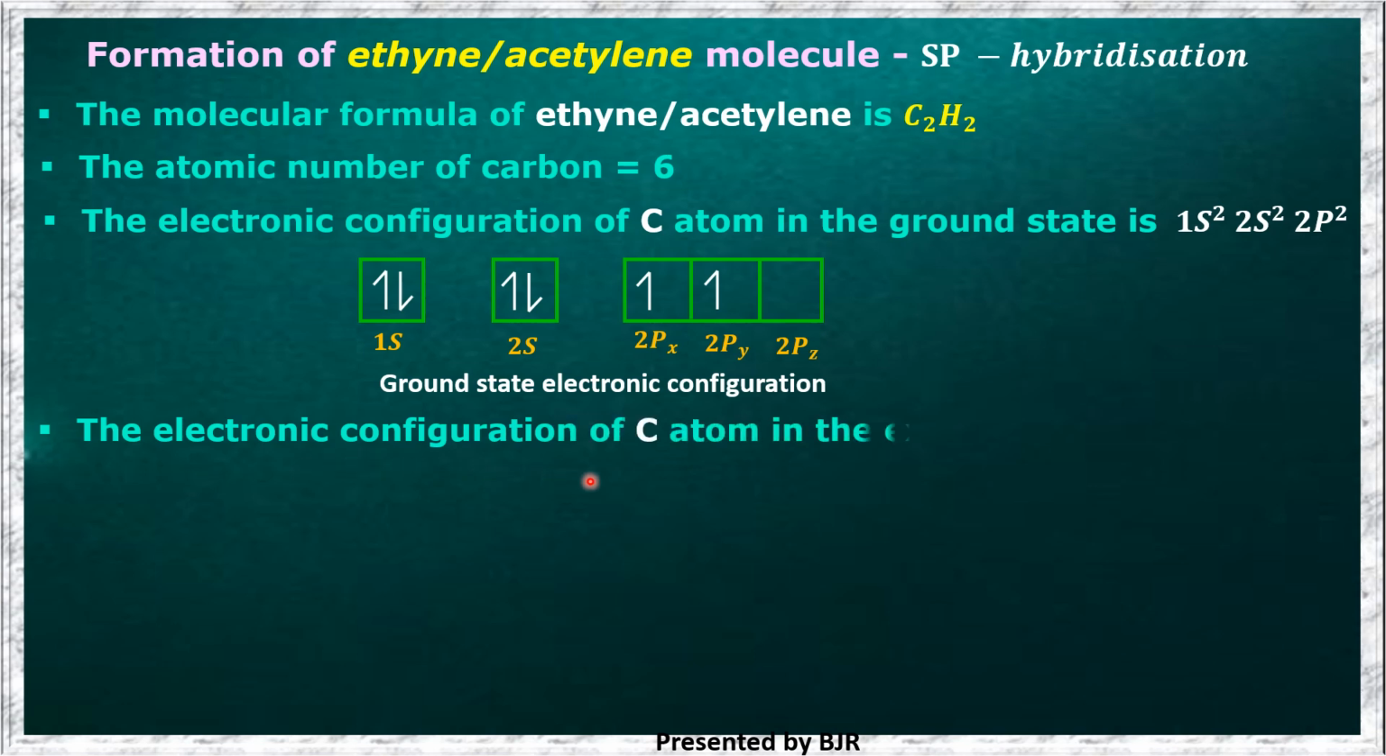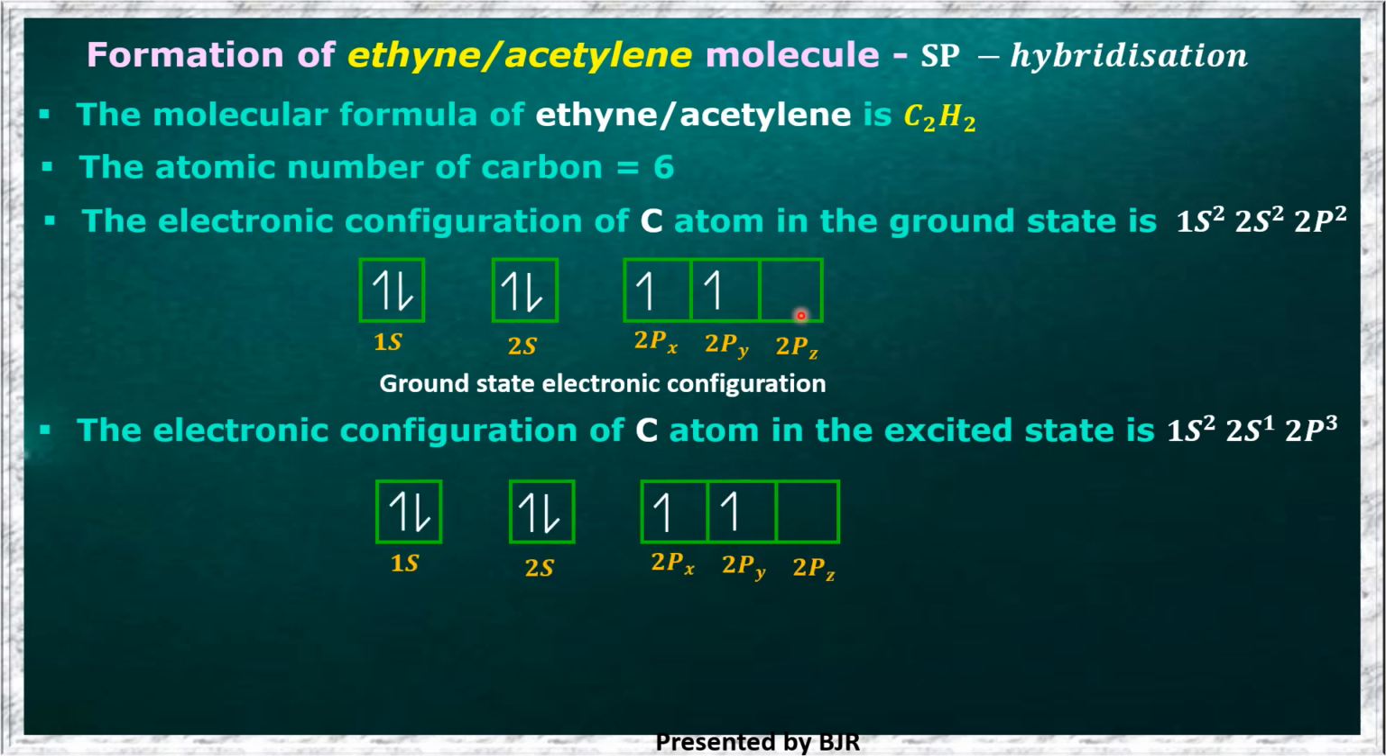The electronic configuration of carbon atom in the excited state is 1s2, 2s1, 2p3. That means in the excited state, carbon atom promotes one electron from 2s orbital to the empty 2pz orbital. So this is the ground state electronic configuration, but in the excited state, one of the electrons in 2s orbital jumps and occupies the empty 2pz orbital.